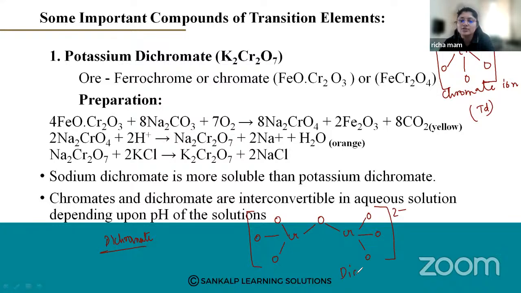So this is a dichromate ion. Fine. Please draw the structures, very important. It can be asked: draw the structure of chromate ion and draw the structure of dichromate ion like this. Okay, fine.